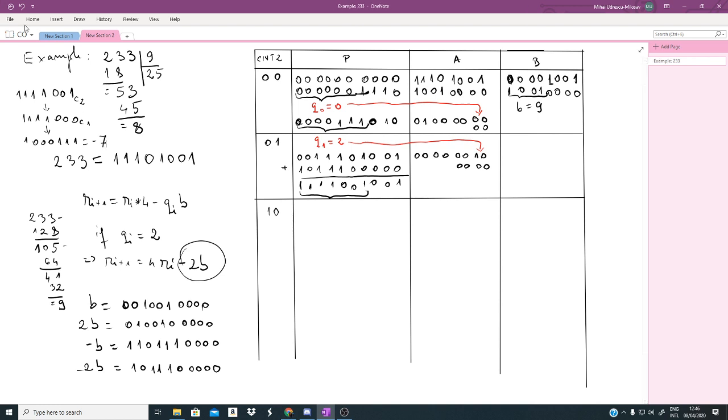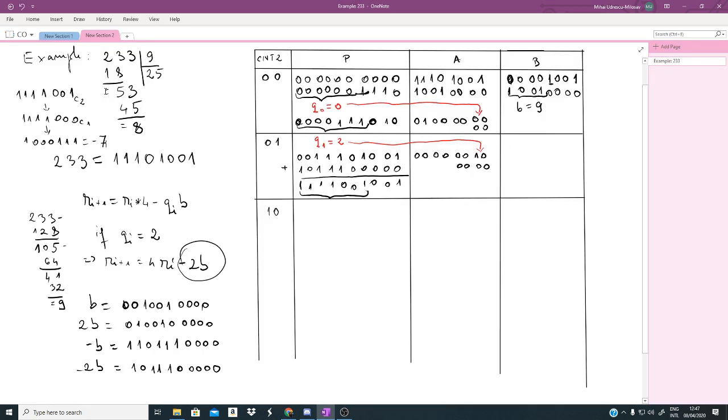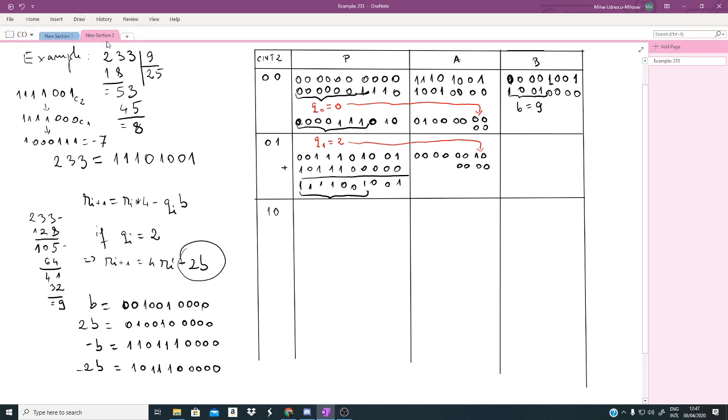Right? So we have to look into this table. When b is 9, we have minus 7. Well, minus 7 is in this interval, minus 7, 3, which corresponds to a q being minus 1. All right? So we are going here. Our q2 is minus 1. Right?